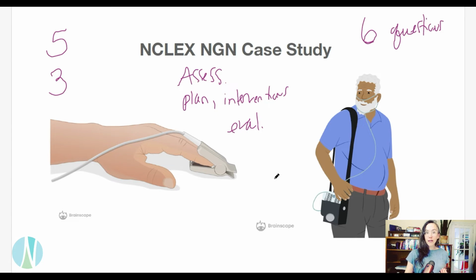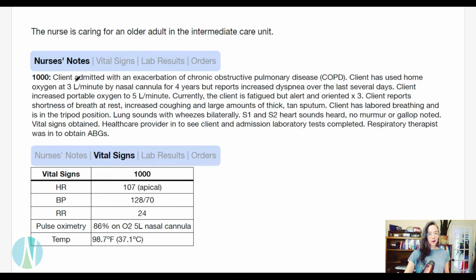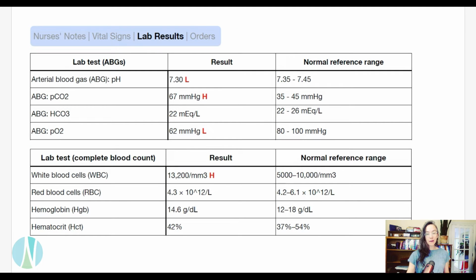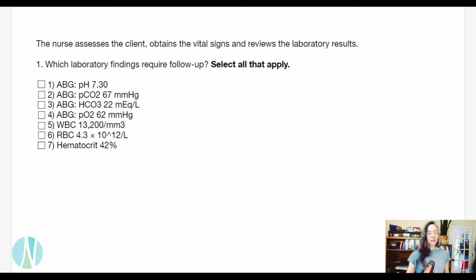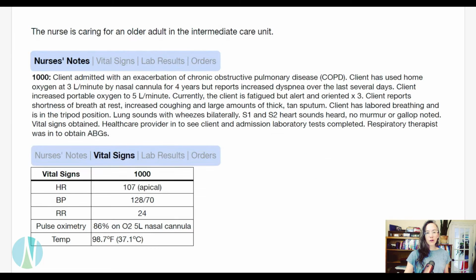And remember, every single patient that comes into the hospital or the clinic or wherever you are as a nurse, they all have problems. There's always going to be some type of medical problem with these case studies. So with this case study, here we have some nursing notes, vital signs. The next page has some labs. And the actual question is going to be, which lab findings require follow-up? So what I want you to do is read the question, start to look for the things that seem bad, and then tell me what you think the medical problem is.